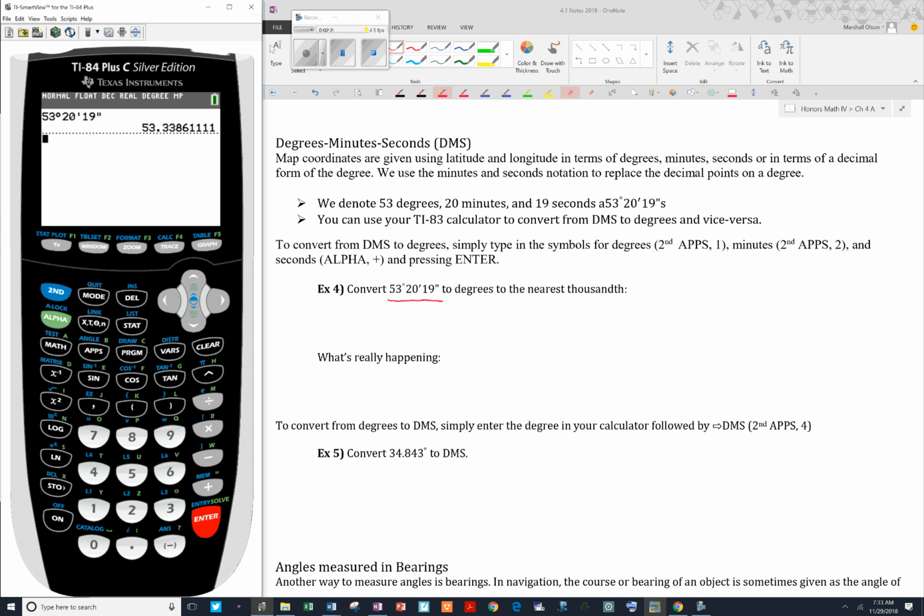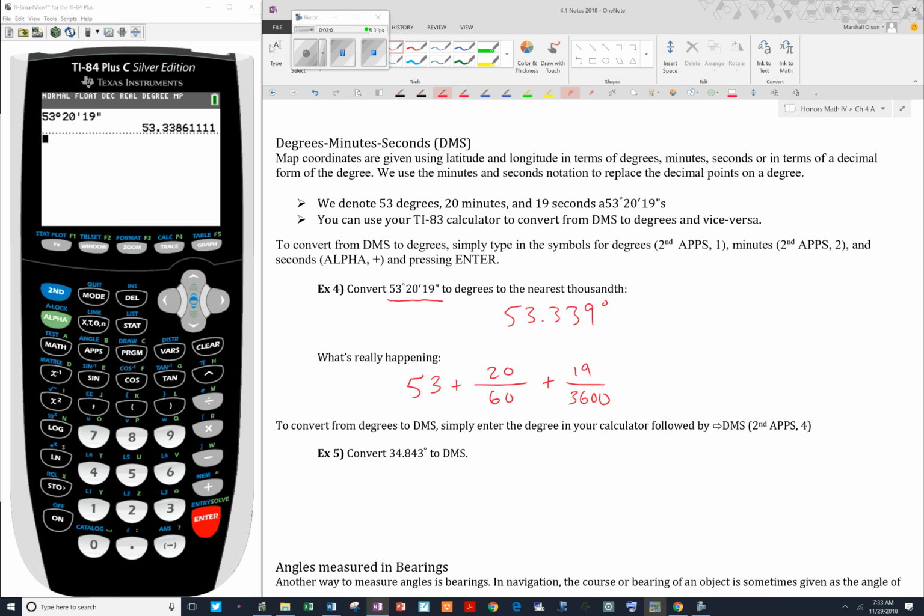And there's your degree to the nearest, whatever you want to round it to. We're asked to go to the nearest thousandth here. So this is going to be 53.383339 degrees. Okay. Here's what's really happening. Your calculator is making this calculation here. They're taking 53 and adding it to 20/60ths and adding that to 19/3600ths because of the relation between minutes and degrees and seconds and degrees.